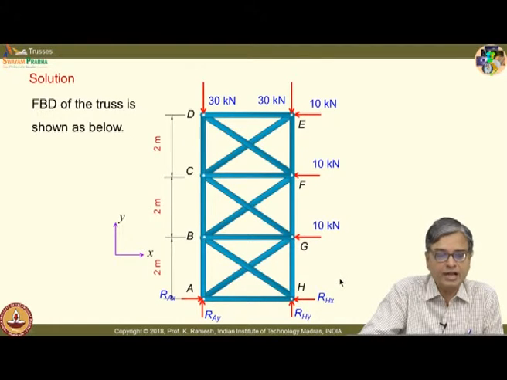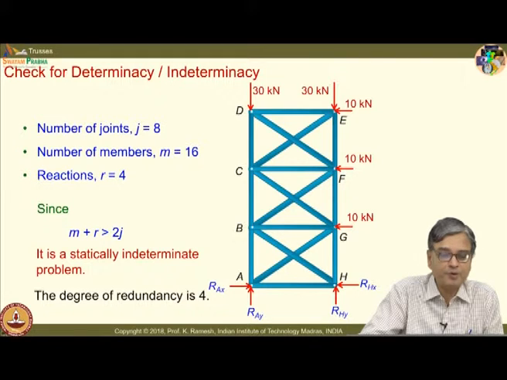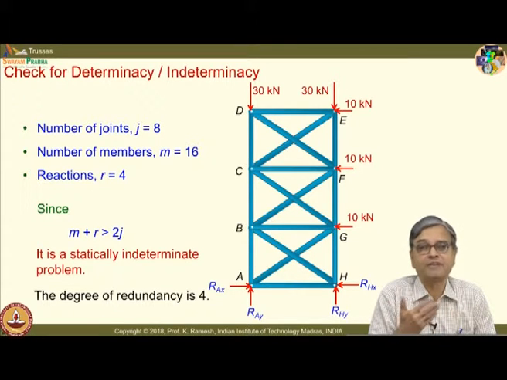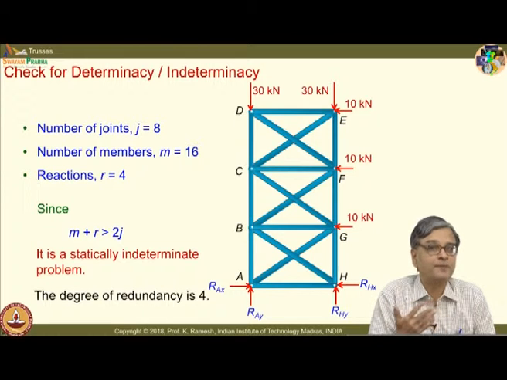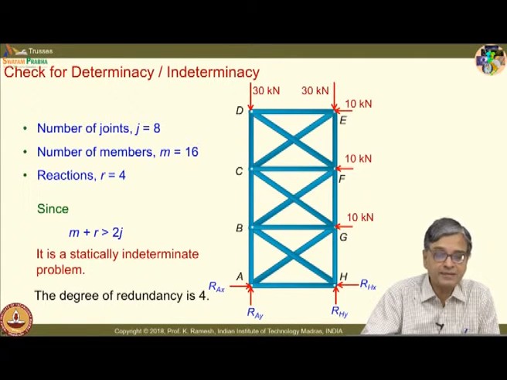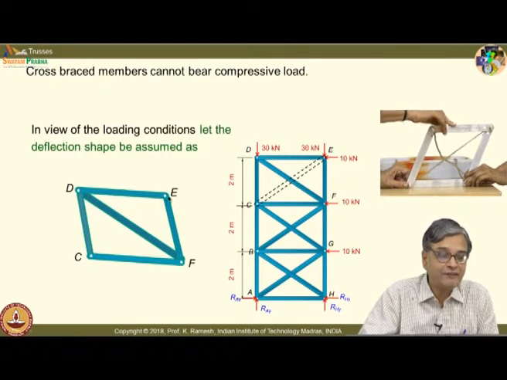So, when I do that, I will find that this is a statically indeterminate problem. You can do that calculation. The number of unknowns are 4, which I will not be in a position to find out. But I can still solve this problem by making an assumption, under the given action of these wind forces, that deflection could be like this.